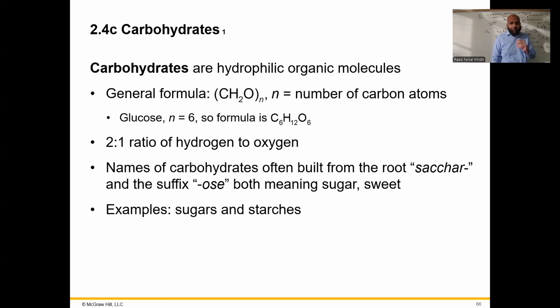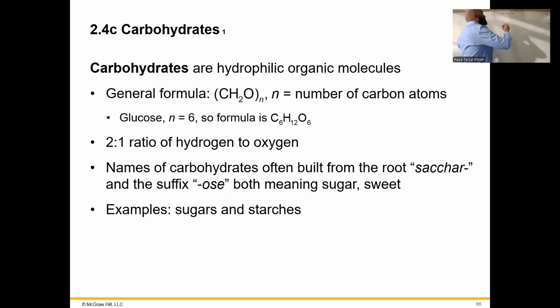We have this formula, which is CH2O. CH2O times N. So that will show you that all the carbohydrates must have this central formula. Carbon and H2O next to it, times N. So every carbohydrate you will see will be a sample of this.